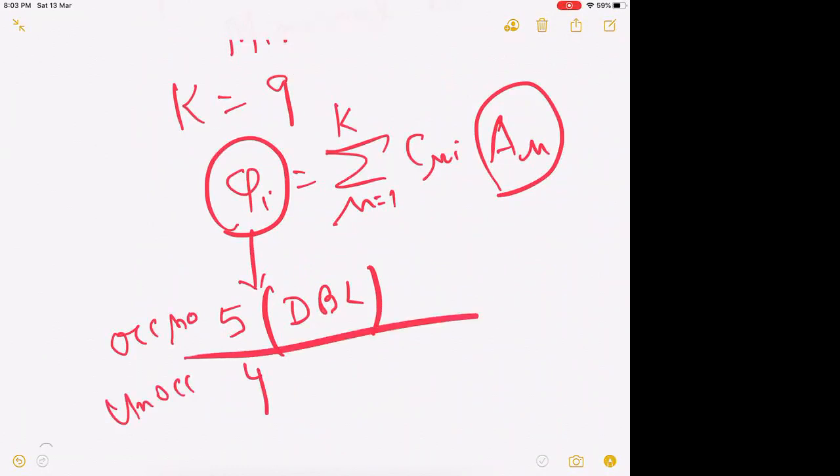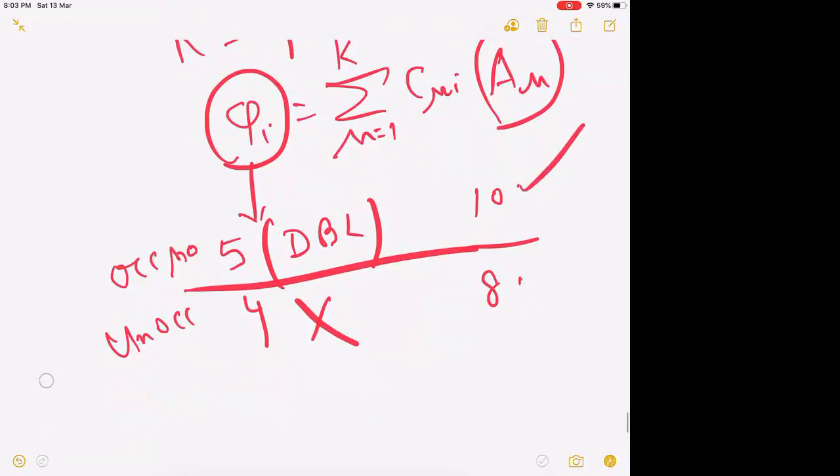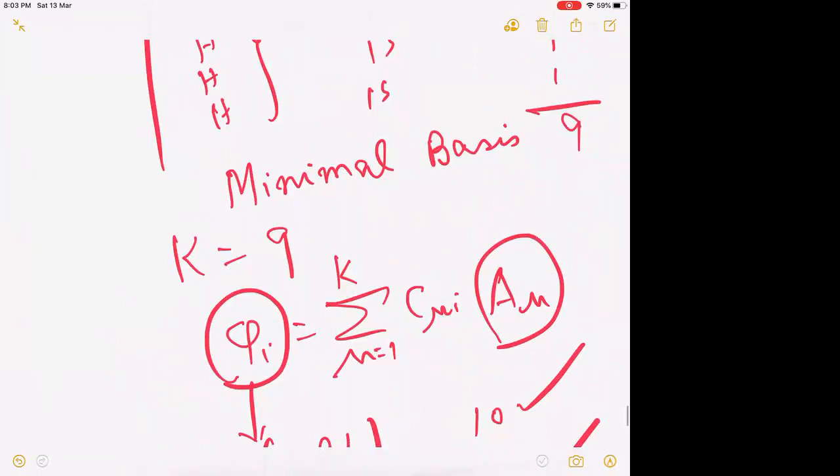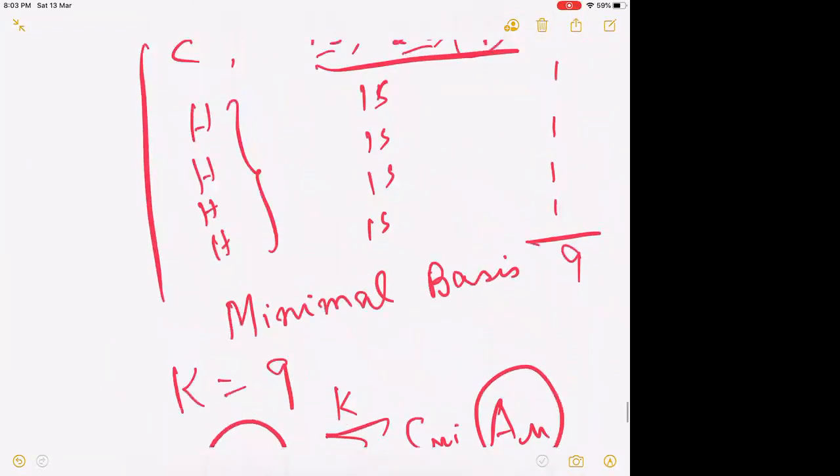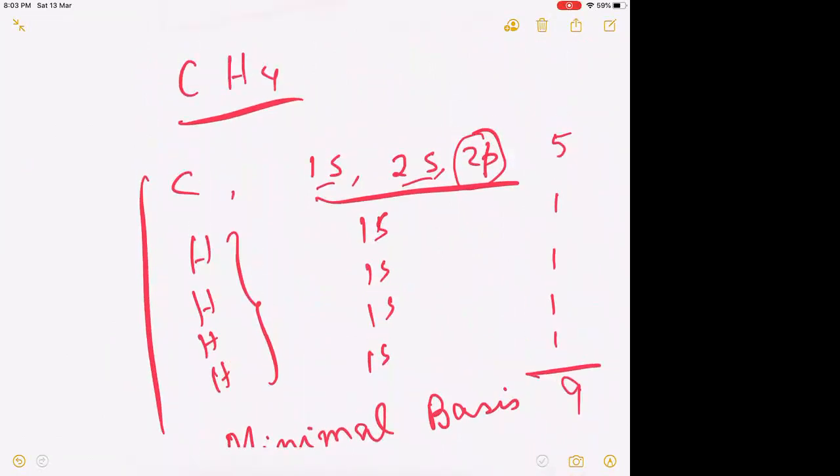So it's very simple. These are totally unoccupied right now. Or 8 unoccupied spin orbitals, 10 occupied spin orbitals. So in terms of spin orbitals, you double this, 10 and 8, because this is a closed shell system. All are doubly occupied. So you generate occupied as well as unoccupied orbitals to do whatever chemistry you want to do. So this K is called the minimal basis. Is it clear?